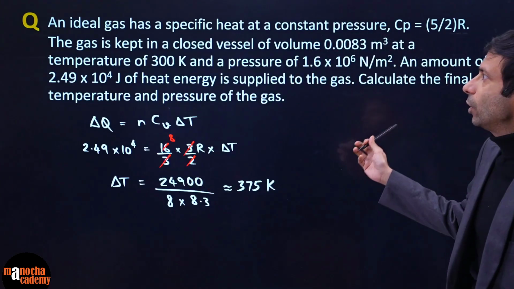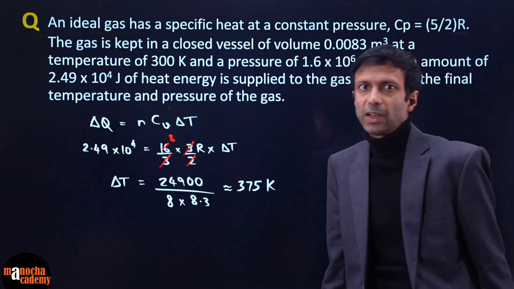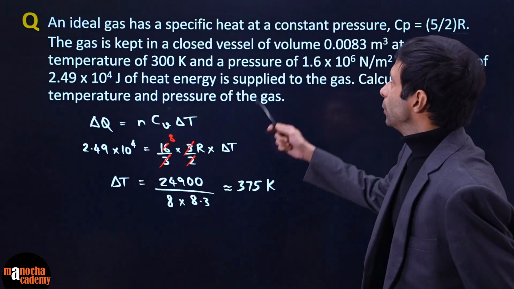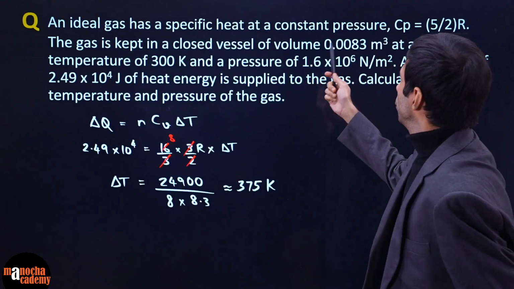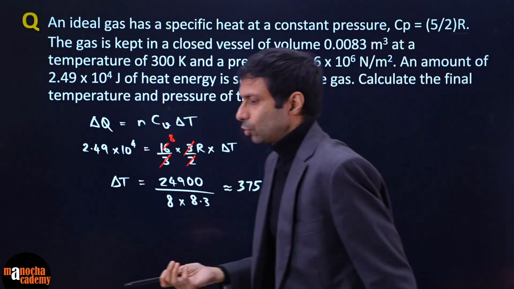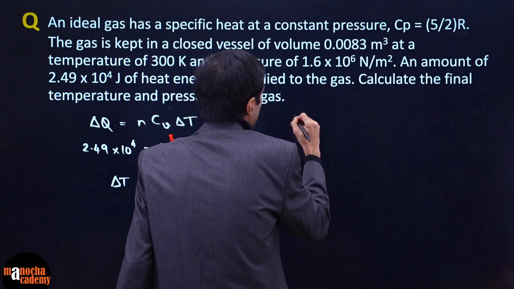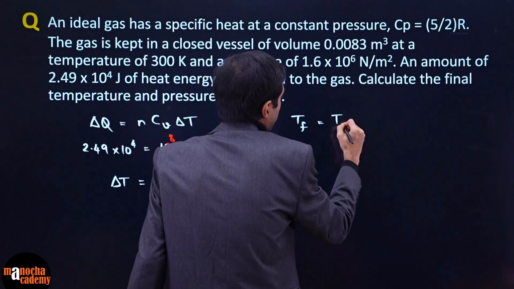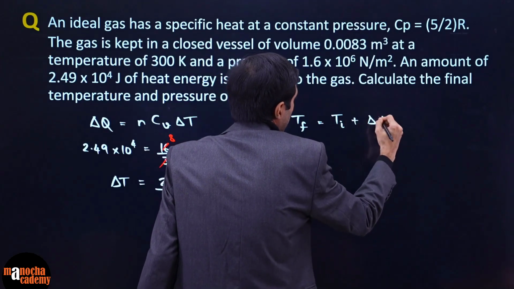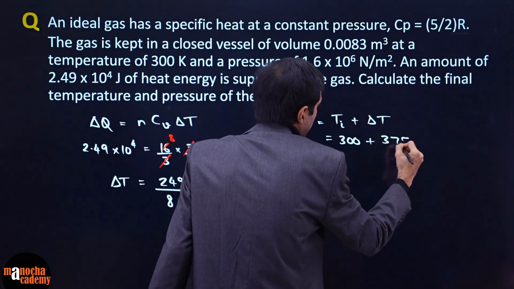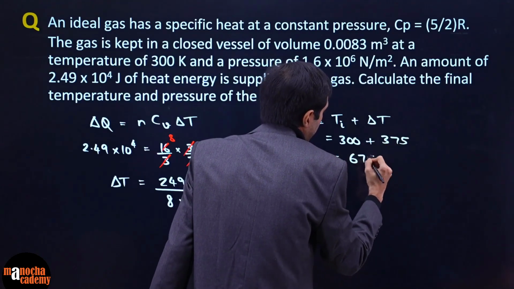So they said calculate the final temperature and pressure of the gas. Can you guys do it? So simple, delta T, the change in temperature, is given, original temperature was given to you at 300 Kelvin. So final temperature will be the initial temperature plus delta T. Initial given to you is 300 Kelvin. We found change in temperature is 375, so 675 Kelvin. Simple.